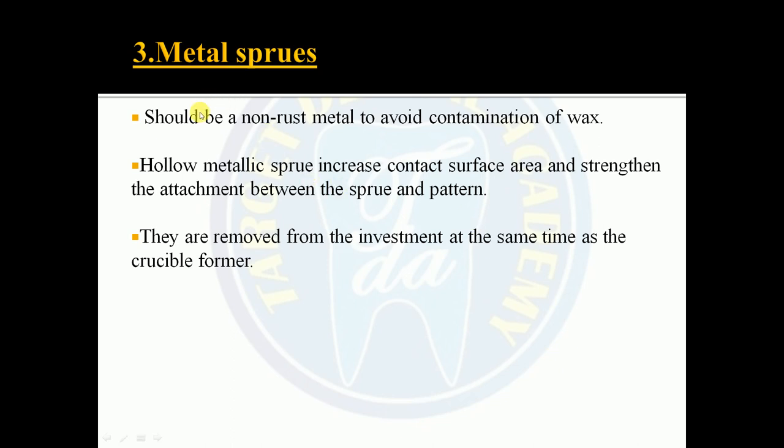Coming on to the metal sprue, it should be a non-rust metal to avoid contamination of wax. Hollow metallic sprue increases the contact surface area and strengthens the attachment between the sprue and the pattern. So they are removed from the investment at the same time as the crucible former.